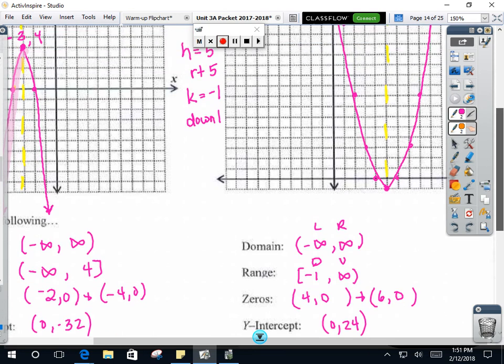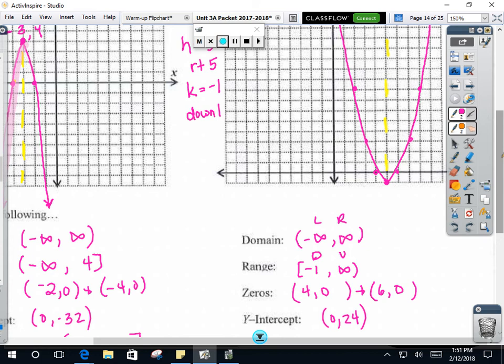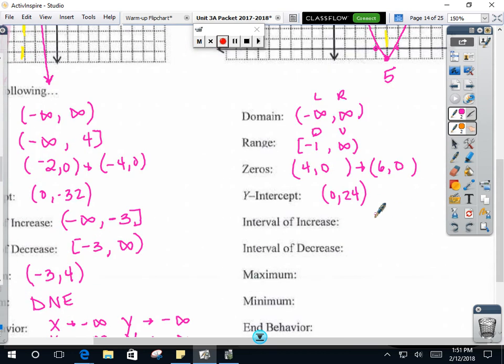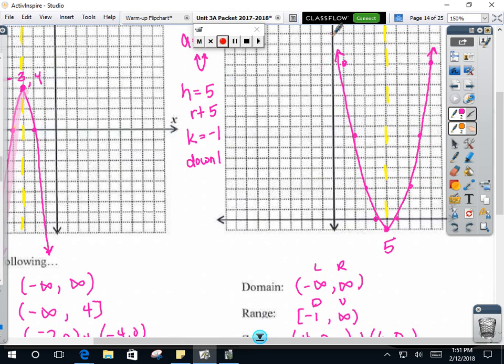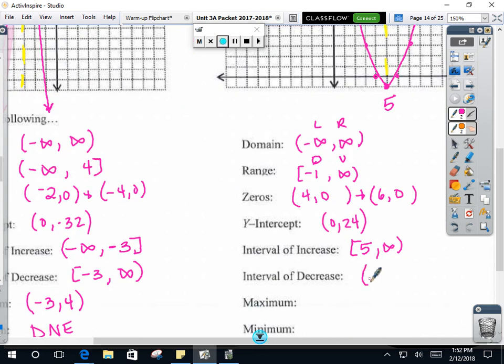Okay, interval of increase. Which side of that parabola is the one that's increasing? The right side. And when did it start increasing? X values. Positive 5. So it started increasing at positive 5 and increased forever to the right. So that's 5 to positive infinity. And so it decreased from forever ago on the left, which is negative infinity, until it got to that point at 5. So negative infinity to 5.